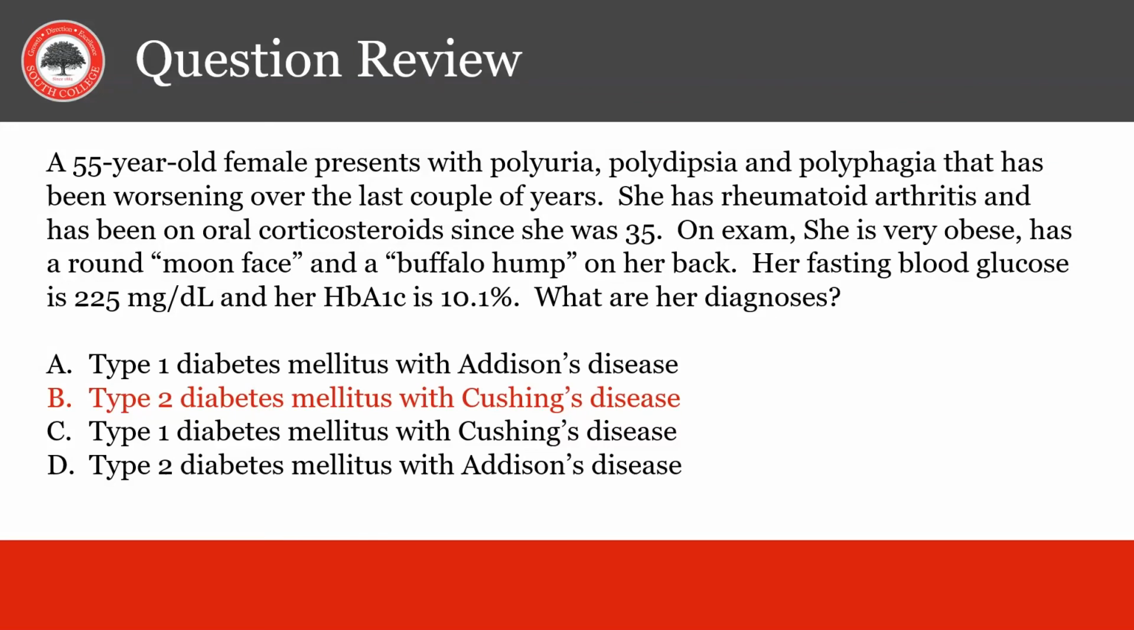The answer is type 2 diabetes mellitus and Cushing's disease. As the patient has been on oral steroids for a very long time, these steroids cause changes to her body, increasing her risk for diabetes type 2.